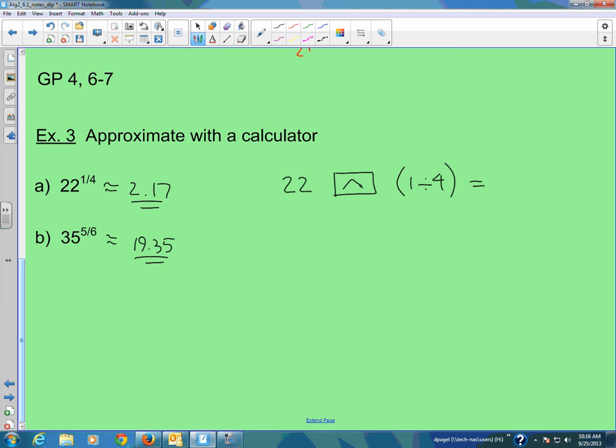So you do have to remember, if you're going to do this in the calculator, that you include these parentheses here. Otherwise, your calculator is going to go 22 to the 1st power, get that number, and then divide by 4. So just be careful if you're putting this in the calculator to check.